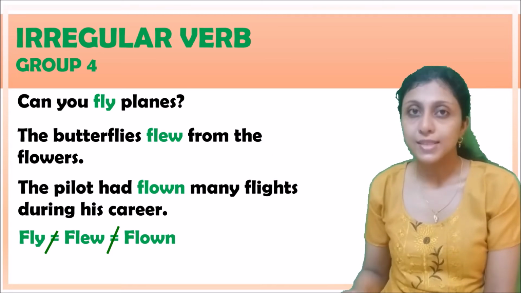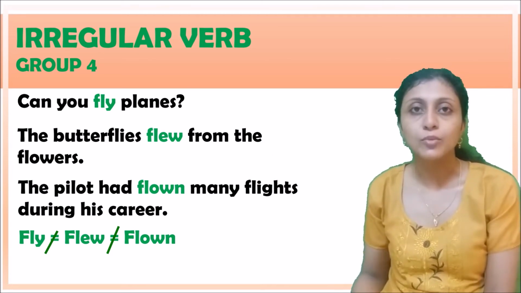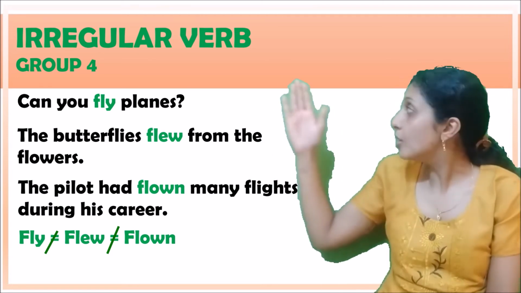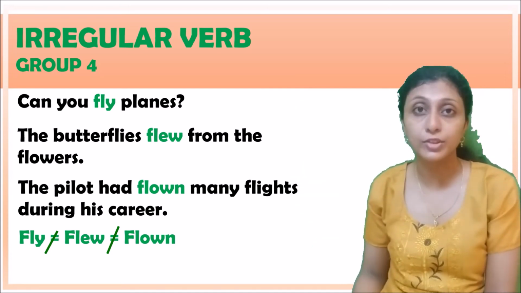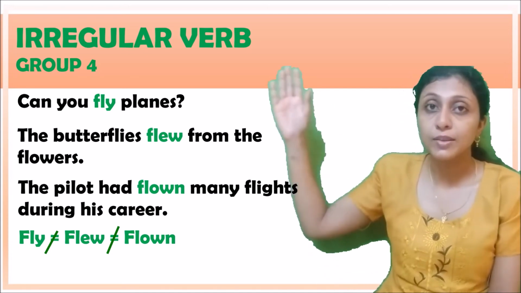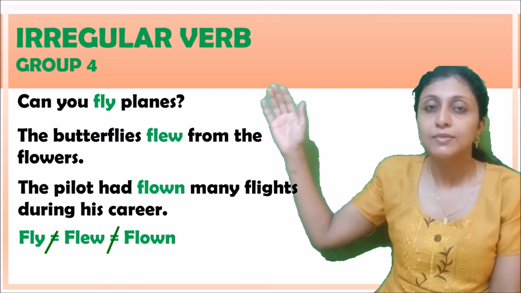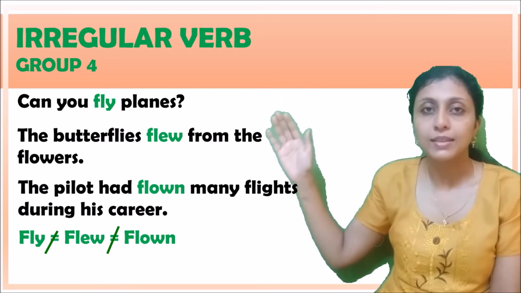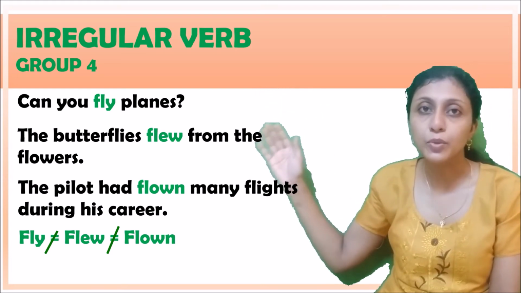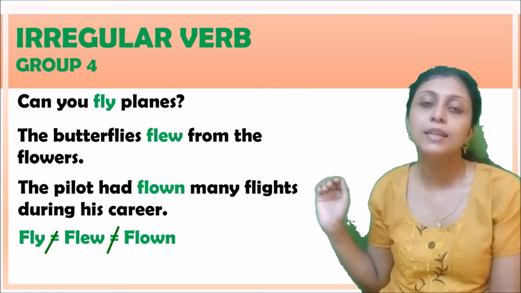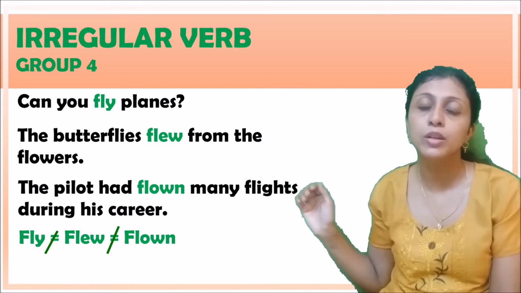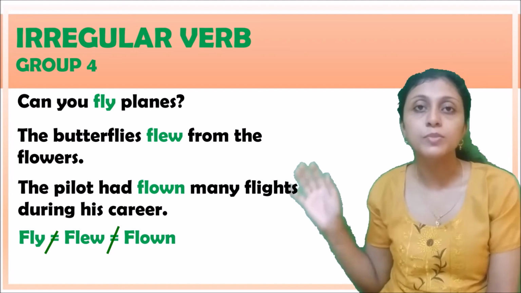So if you observe these three sentences, you find that the verb fly has got different forms of conjugation. In the first case, which is the simple present, we have used fly, in the simple past we have used flew, and finally in the past participle we have used flown. All the three forms are different.